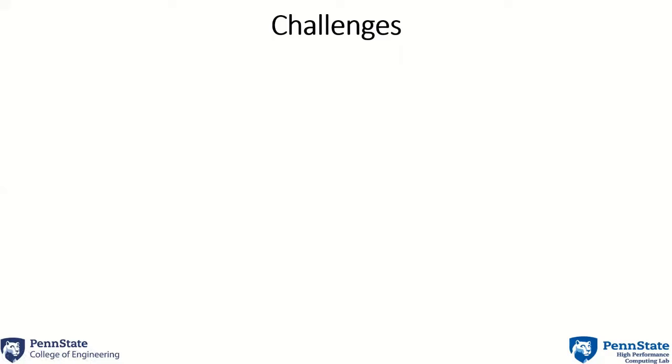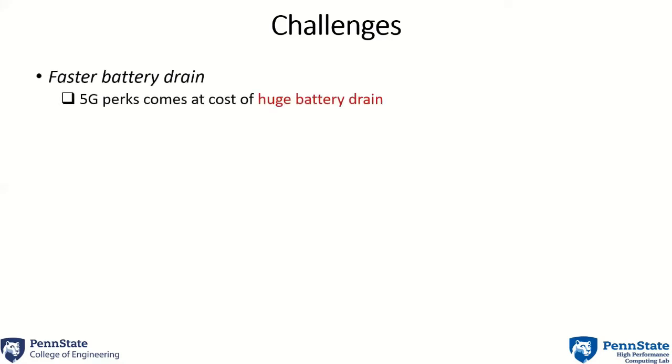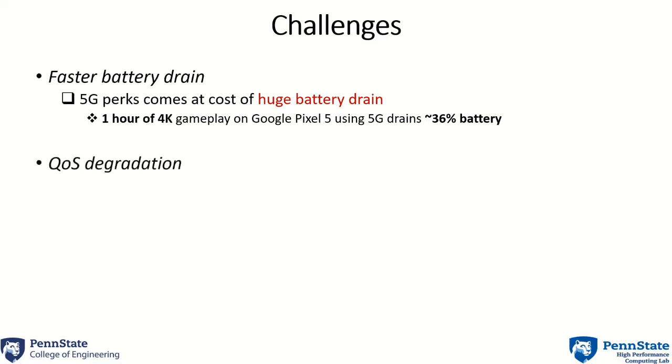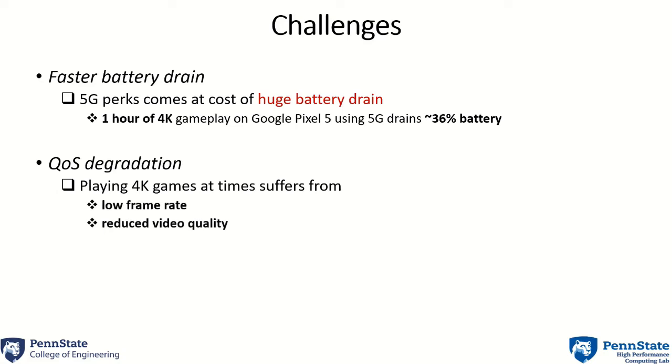There are several challenges involved in running these cloud gaming apps on mobile platforms and performing profiling studies. First concern is the faster battery drain. Although 5G unleashes tremendous performance perks of high-speed Gbps internet, it comes at the cost of huge battery drain. Our profiling shows around 1 hour of 4K gameplay on a Google Pixel 5 phone using 5G can drain 36% of battery. The next challenge is the observed degradation in QoS. Quite often, playing 4K cloud games on mobile suffers from low frame rate and reduced video quality.